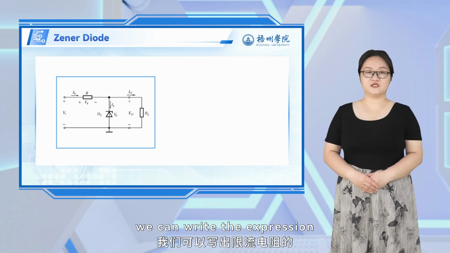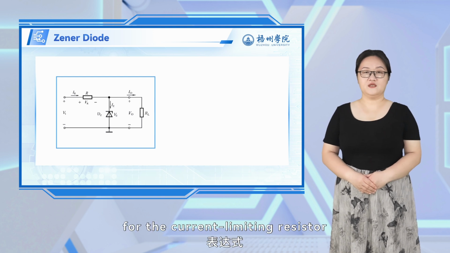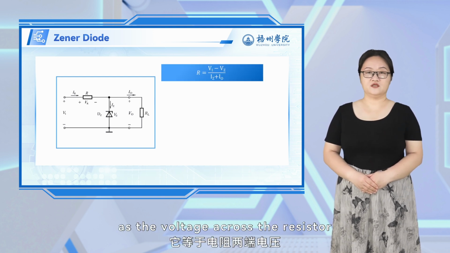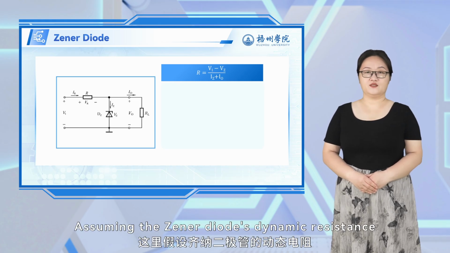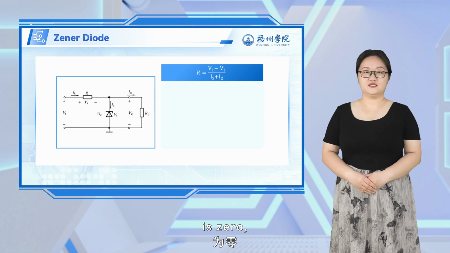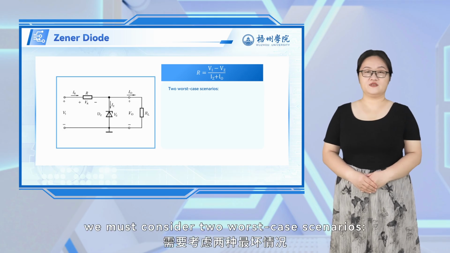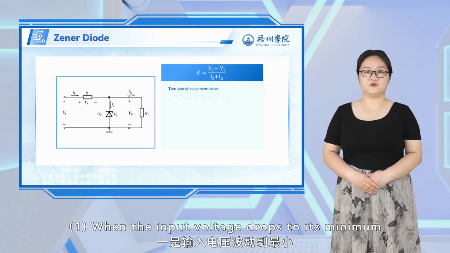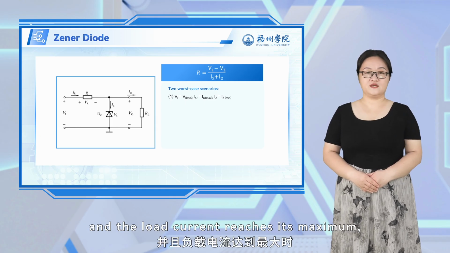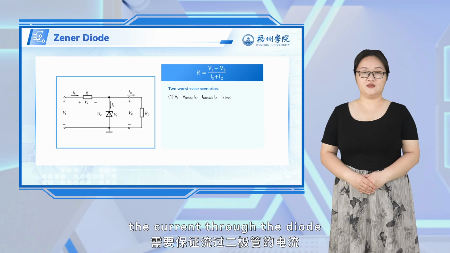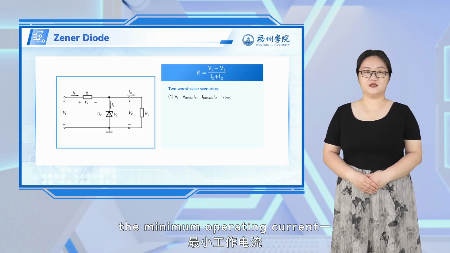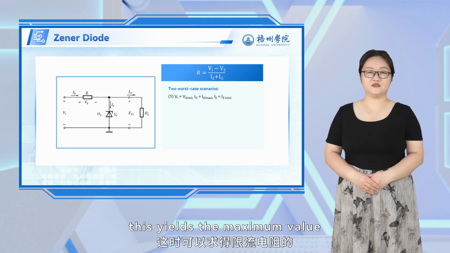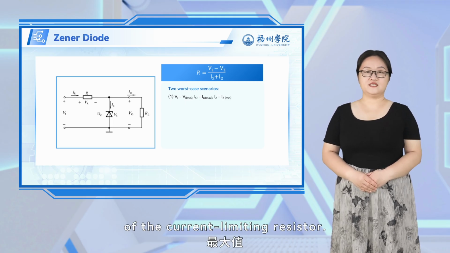From the circuit, we can write the expression for the current limiting resistor as the voltage across the resistor divided by the current through it. Assuming the Zener diode's dynamic resistance is 0, we must consider two worst-case scenarios. 1. When the input voltage drops to its minimum and the load current reaches its maximum, the current through the diode must not be less than the minimum operating current. This yields the maximum value of the current limiting resistor.